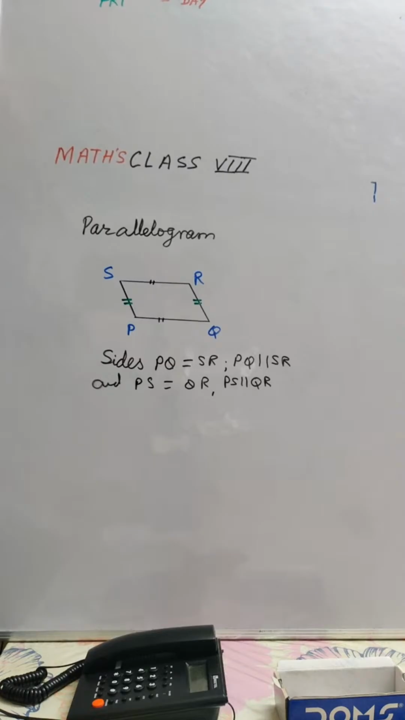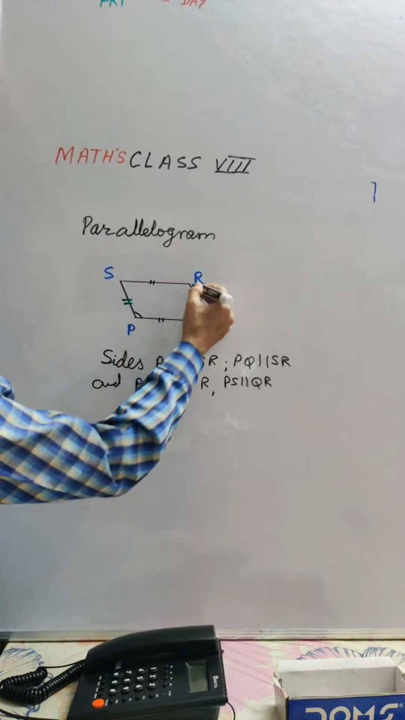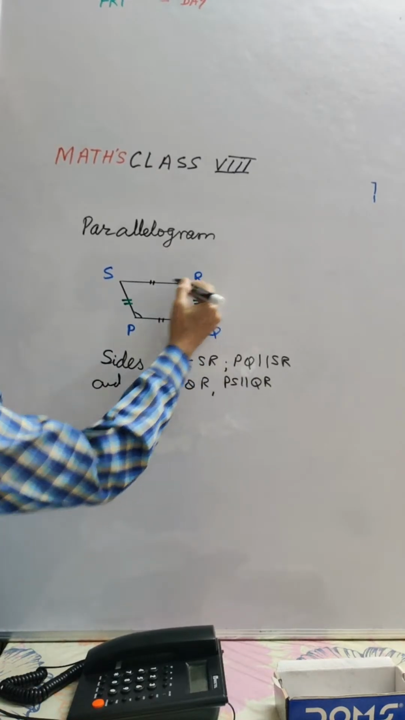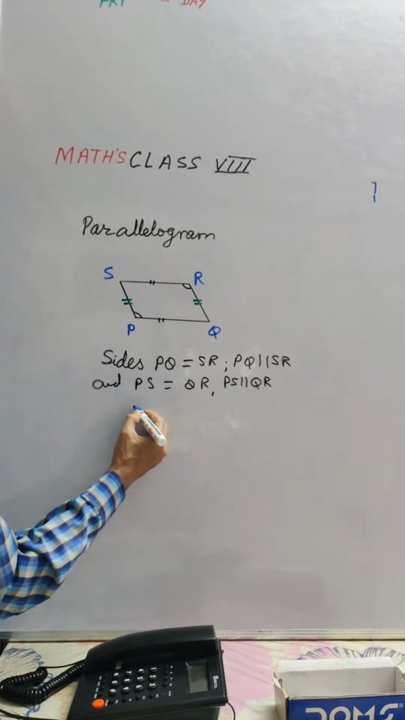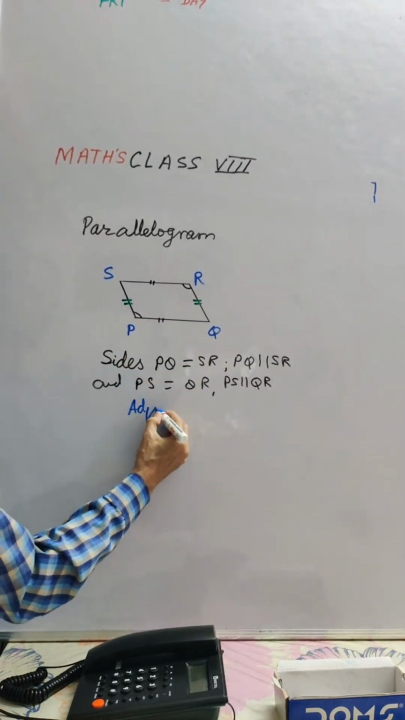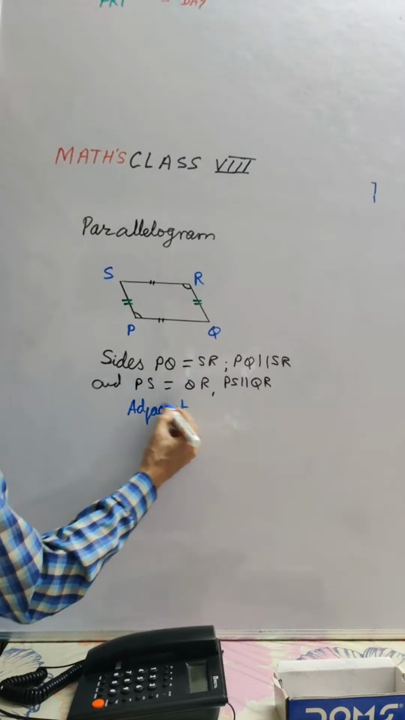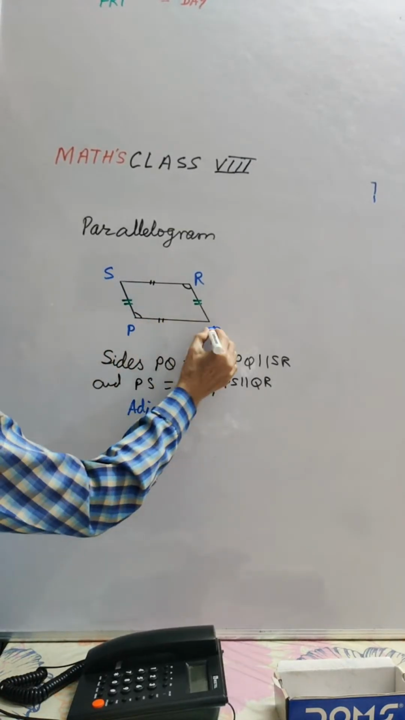in which opposite sides are equal and parallel. Opposite angles are also equal. These are the opposite angles, this angle and this angle. And the sum of two adjacent angles is 180 degrees. These are adjacent angles, like P and Q. PS and PQ are adjacent sides.